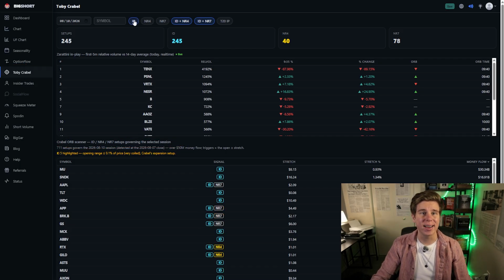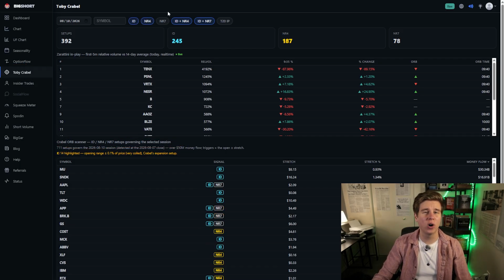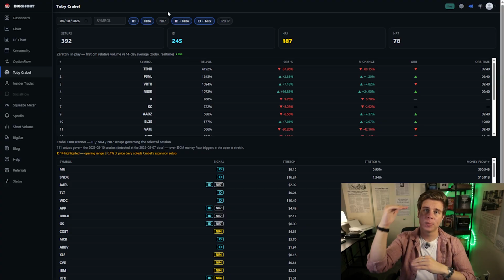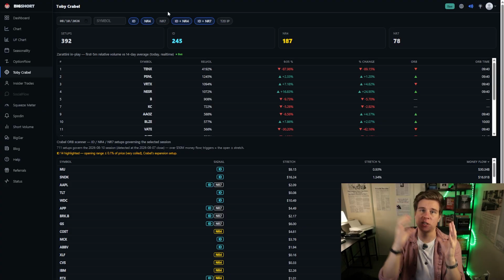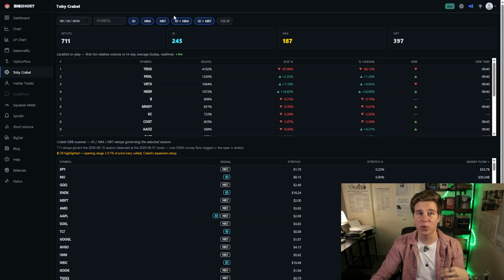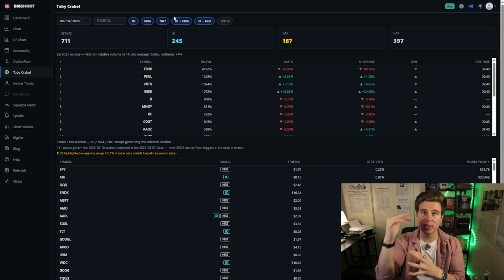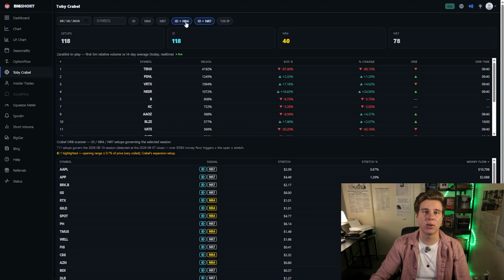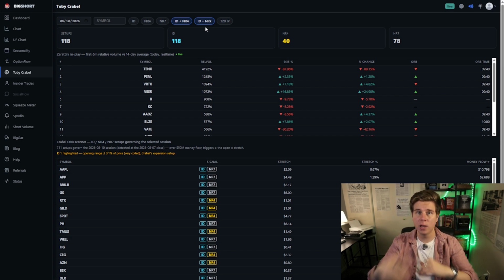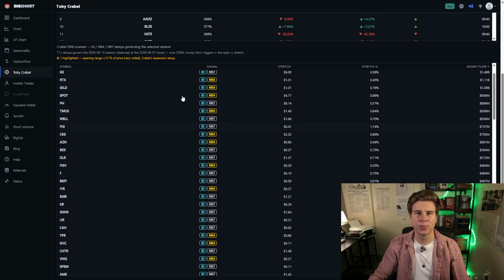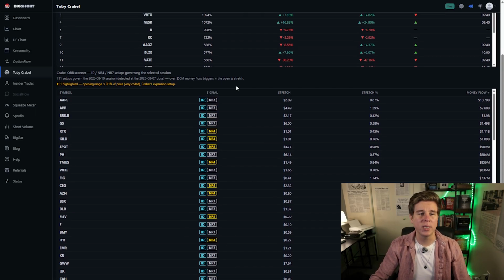So we have ID, which is an inside day, NR4, which is narrow range 4, which means that the range of that day was the smallest out of the previous 4 days, including that day, NR7, which is narrow range 7, which means that the range of that day was the smallest of the previous 7 days, and then combinations of ID NR4 and ID NR7. Basically, ID plus NR7 is the most powerful one because it just means there's a lot of compression. And then you can use this list down here to see if any of the tickers that you are looking at have that additional compression based on Tae Crabel's criteria.